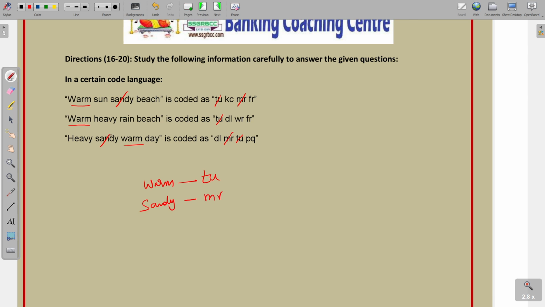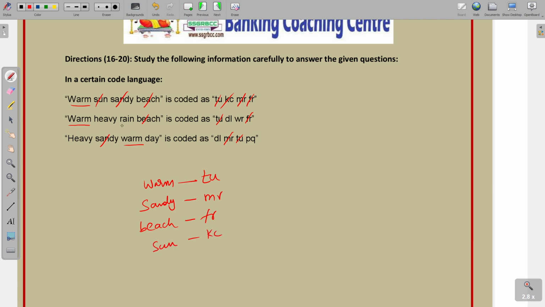And next, beach. Beach and beach. What is the code for beach? It is repeating in the first and second sentences only, so FR is the code for beach. So the remaining, sun, is coded as KC. KC is the code of sun.